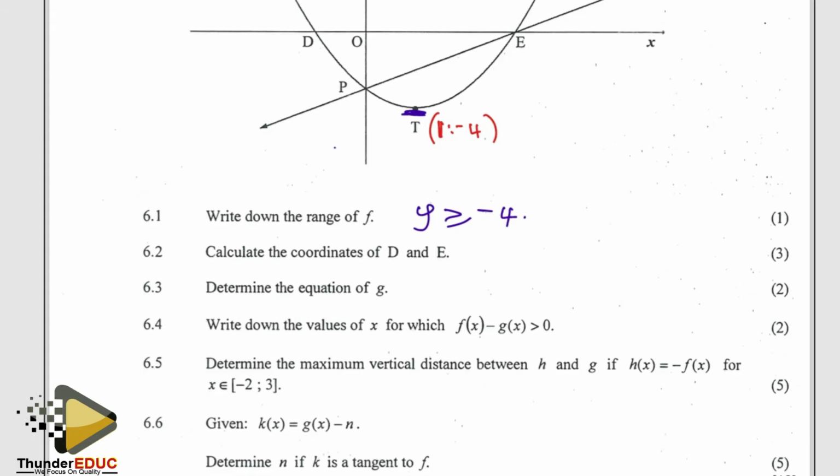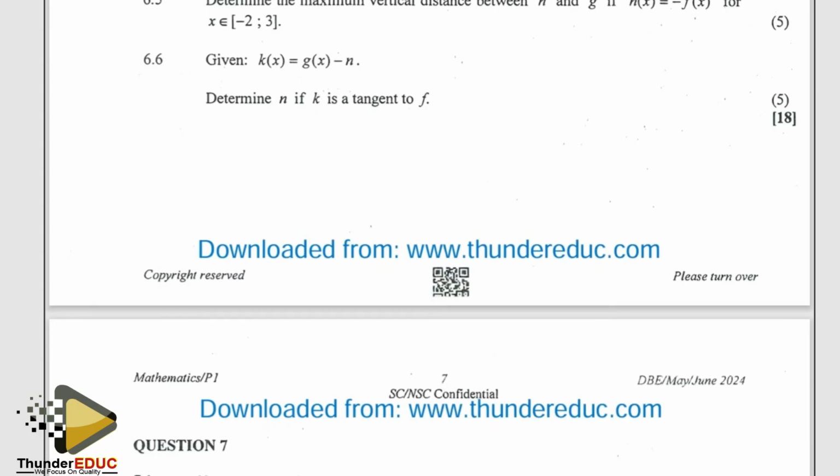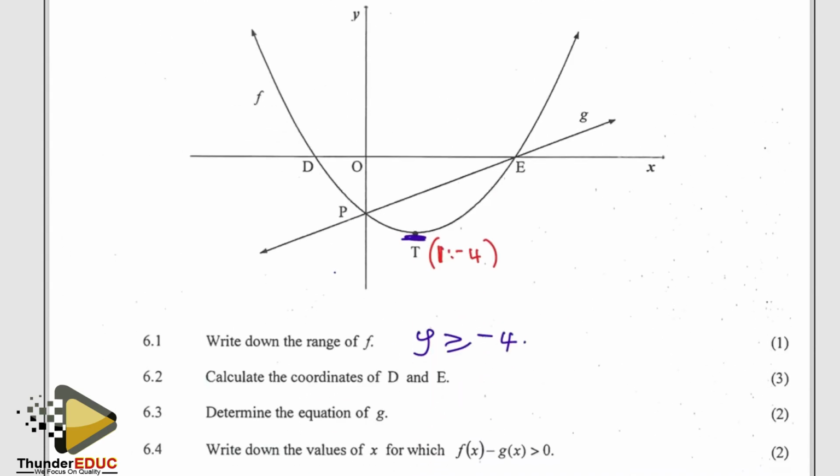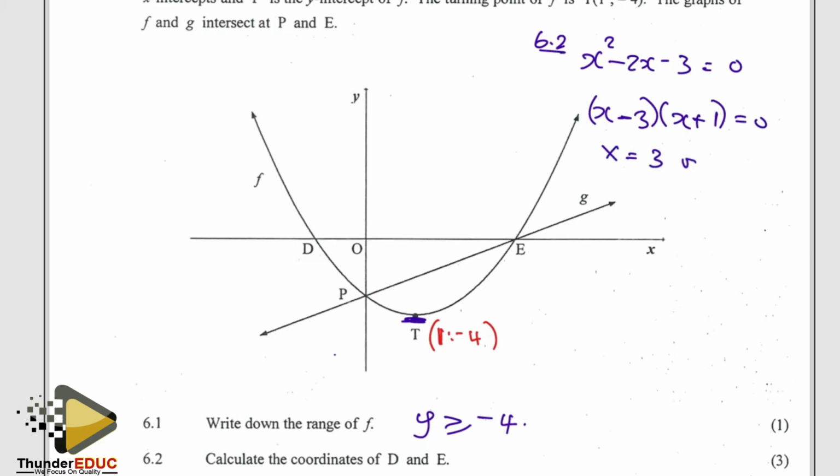And then 6.2, calculate the coordinates of D and E. So we can see that D is the x-intercept, E is also the x-intercept. But we know that at the x-intercepts, y must be 0. So we have to solve that quadratic. Let me jot it here and say that x squared minus 2x minus 3 is equal to 0. I'll open my brackets, that is x and a 3, x and a 1. Put a minus there and a plus, is equal to 0, which means x is either 3 or x will be a negative 1.